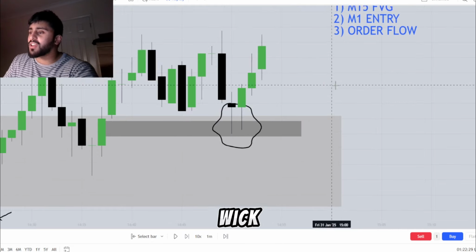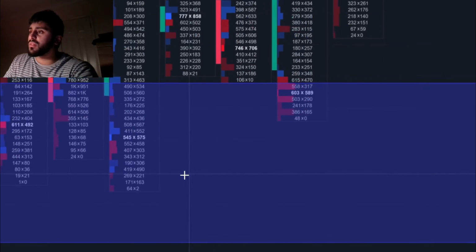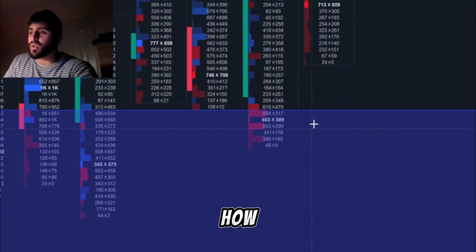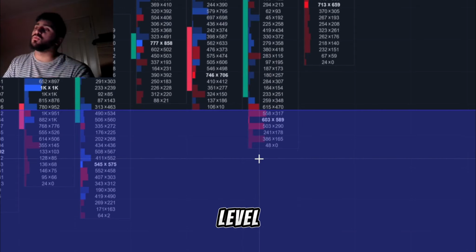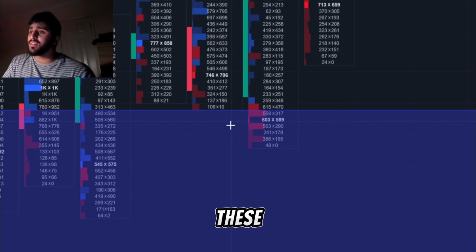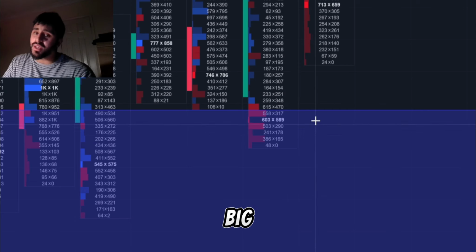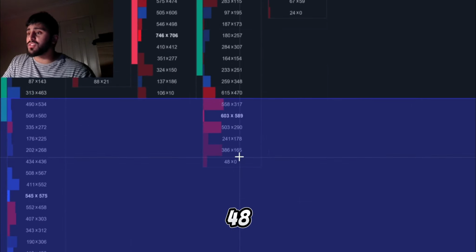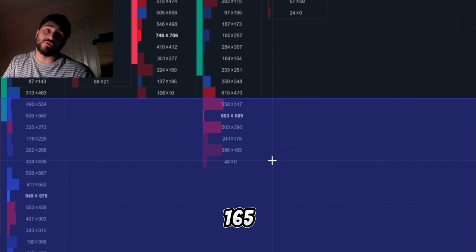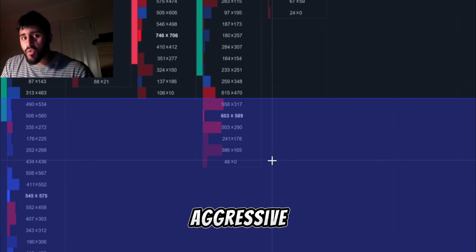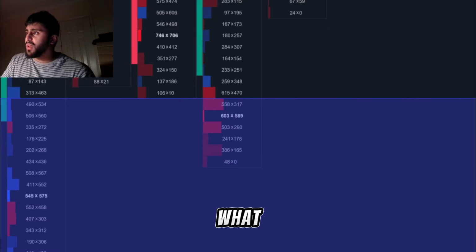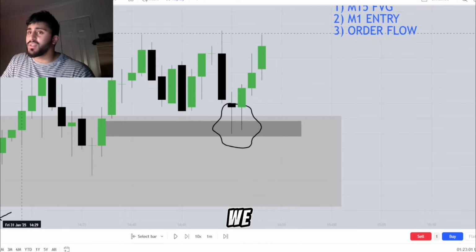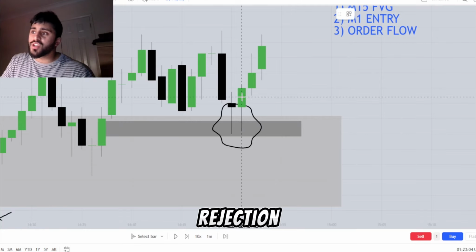But what makes this wick extra valid is when you look over here, let's look at this wick. It's super interesting how we had so many sellers in the level again. When you see so many sellers in the level, but the market fails to break below that level, it means that the zone is strong. These are aggressive sellers. We see the bid getting hit consistently: 48 for 0, 386 for 165. So we see so many aggressive sellers, but none of them have been rewarded. If none of them get rewarded, that means this zone is strong, and we see a wick rejection. A wick rejection is what you want to see.